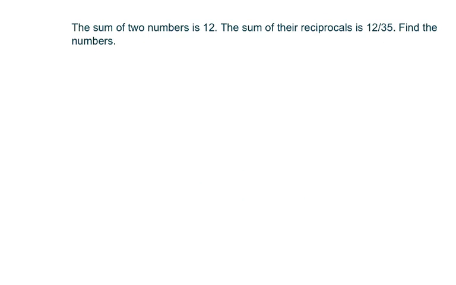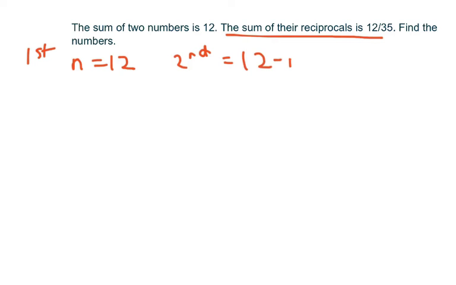The sum of two numbers is 12. The sum of the reciprocals is 12 over 35. Is this the last one? And this one I'm going to show you a trick. All right. I know the sum of two numbers is 12. There's the sum of the reciprocals. So the first number is n. And the second, I know, is going to be 12 minus n, like we did on the previous one. So we're going to do the reciprocals.